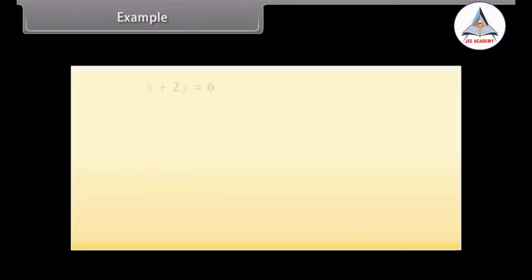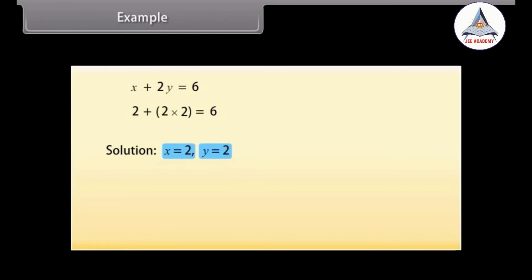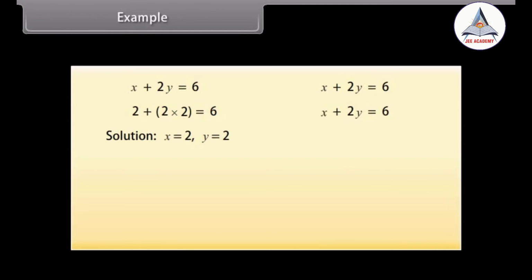Example. Let's now find four different solutions for this equation. By looking at the equation, we can say that x is equal to 2, y is equal to 2 is a solution because on substituting x as 2 and y as 2, we get the answer 6. Now let us choose x as 0. With this value of x, the given equation reduces to 2y is equal to 6. And substituting y as 3, we get the answer 6. So, x is 0, y is 3 is also a solution for x plus 2y is equal to 6.